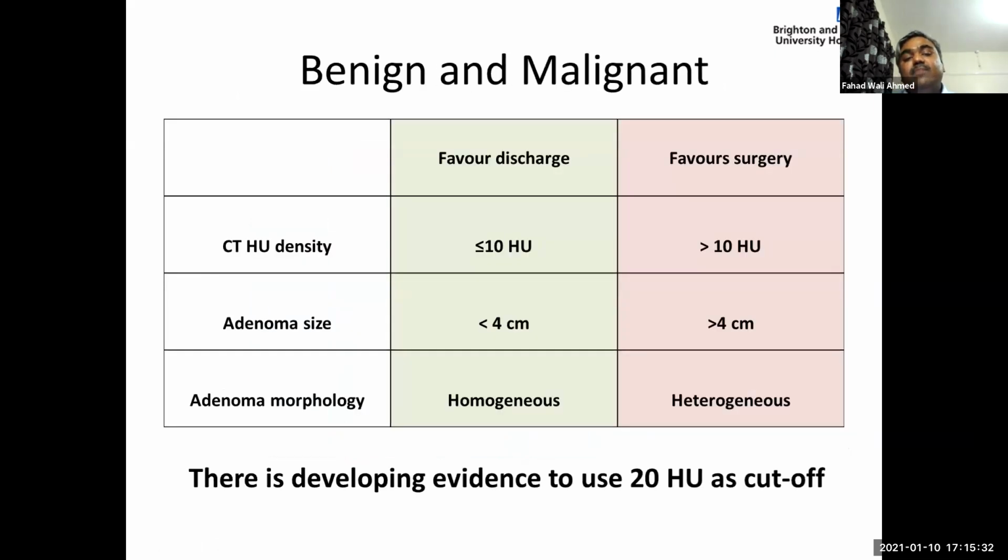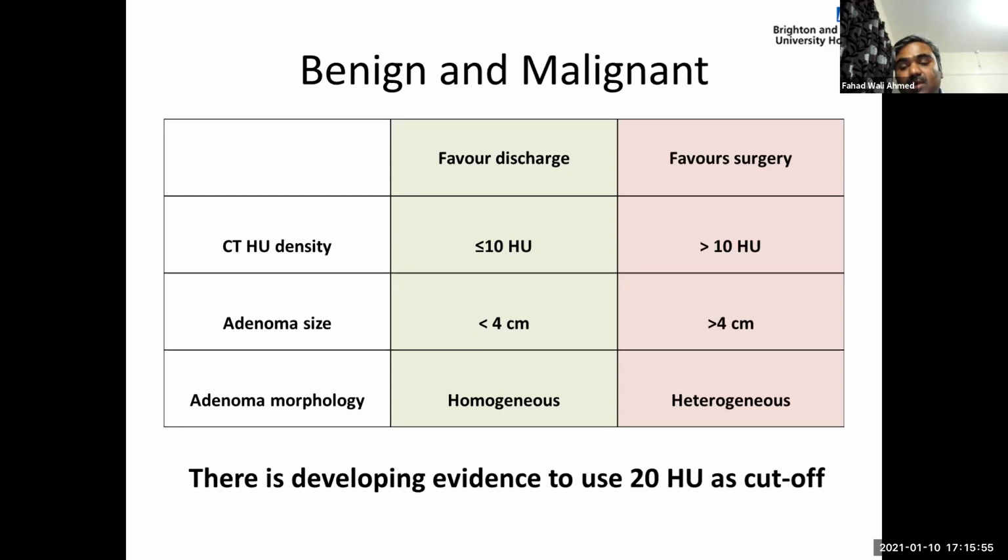So we basically use the density and the size. If it's less than 10 Hounsfield units and less than 4 centimeters and the morphology is homogeneous, then usually it favors discharge and no further investigation if the lesion is non-functional. But if the density is more than 10 or the size is more than 4 centimeters, then it favors more towards surgery.